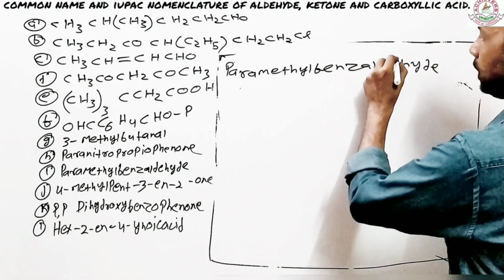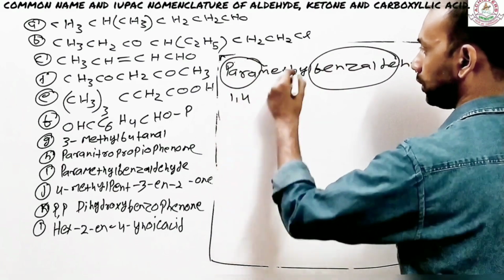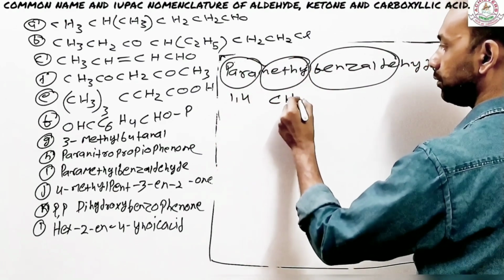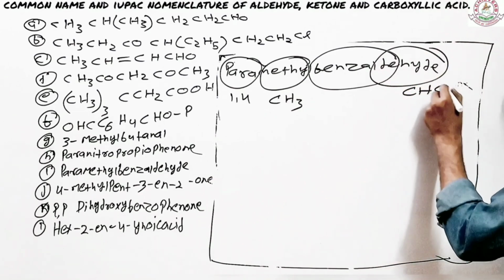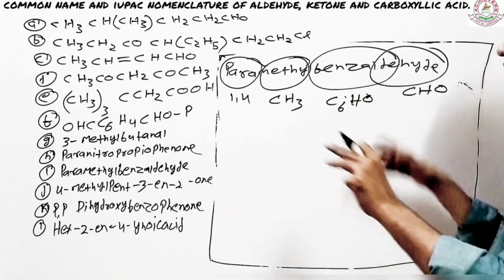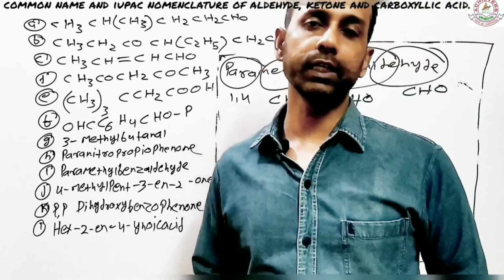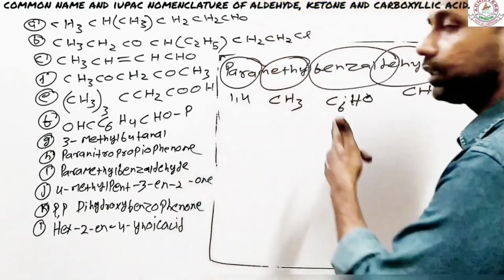Again, there is benzene, right? Para represents 1, 4. This represents methyl, and this represents aldehyde. This represents benzene, C6H6. You have to isolate each and every small part of the nomenclature you are doing, in case you are trying with difficulty, right? So this is how you begin.